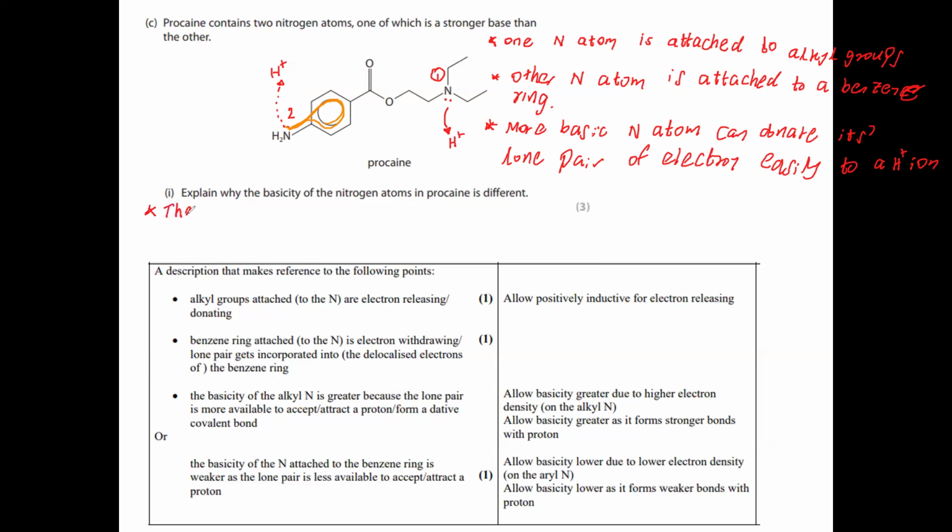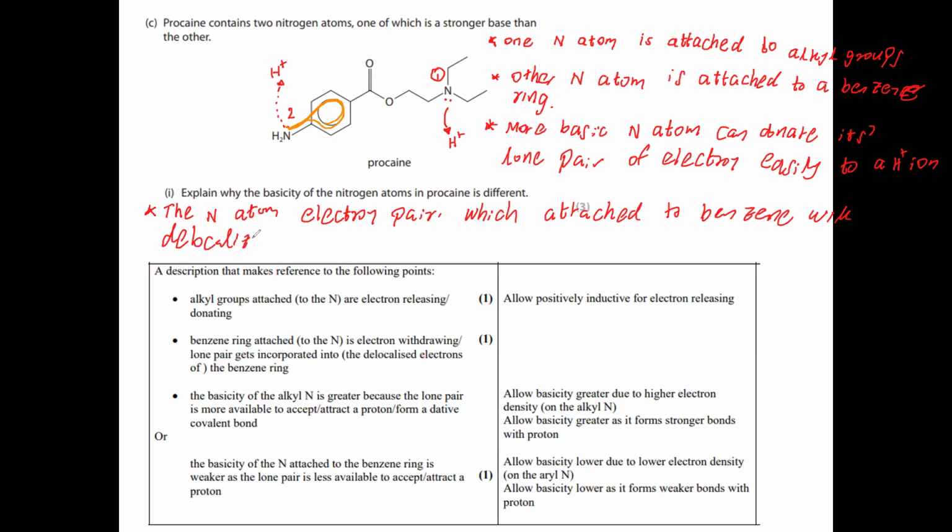So the next point: the electron pair on the nitrogen atom which is attached to the benzene ring will be delocalized with the pi electron cloud. Therefore, it is less basic.